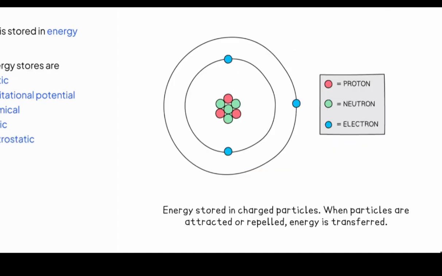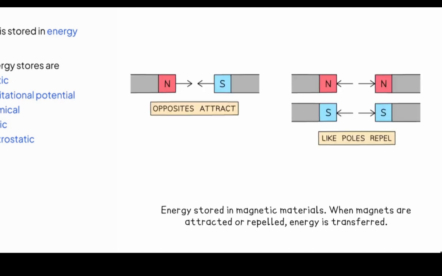Energy is stored in the electrostatic energy store of charged particles. When those charged particles are attracted to or repelled by other charged particles, energy is transferred. Energy is stored in the magnetic energy store of magnets and magnetic materials. When magnets are attracted to or repelled by other magnets, energy is transferred.